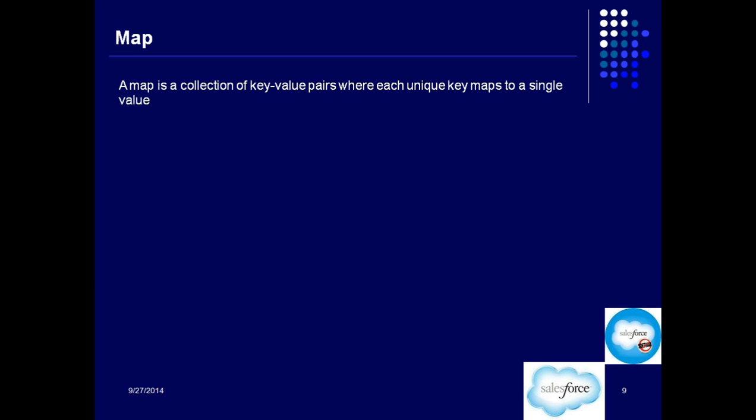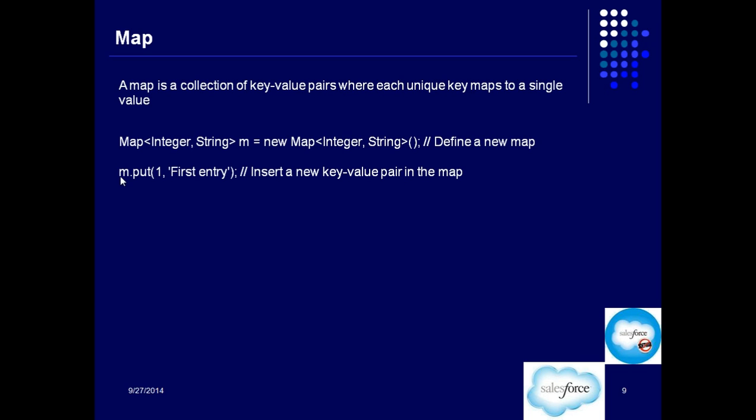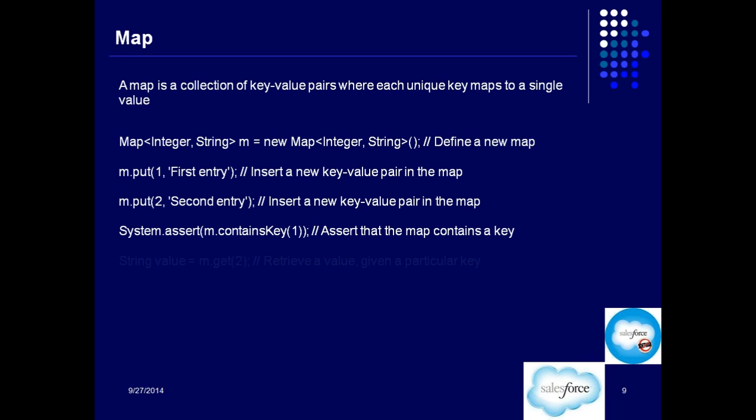So a map is a collection of key value pairs where each unique key maps to a single value. For example, map of this. So this is the syntax. You can map anything with anything, I mean any data type with any data type. So mapping integer with string, new map. Then you put values into that. m.put(1, first entry), so this will map 1 to the first entry. m.put(2, second entry).